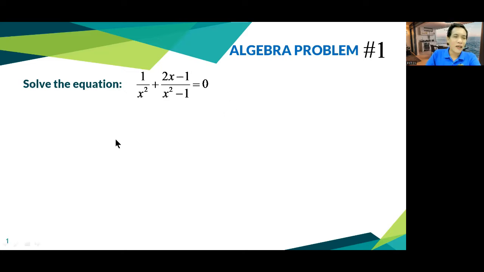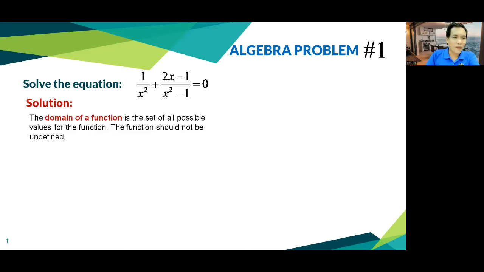Alright? Okay. For the solution, first, we're going to find the domain of this equation or of this function. Okay. So, what do you mean by domain? A domain of a function is a set of all possible values for the function. The function should not be undefined. Now, possible values for x.